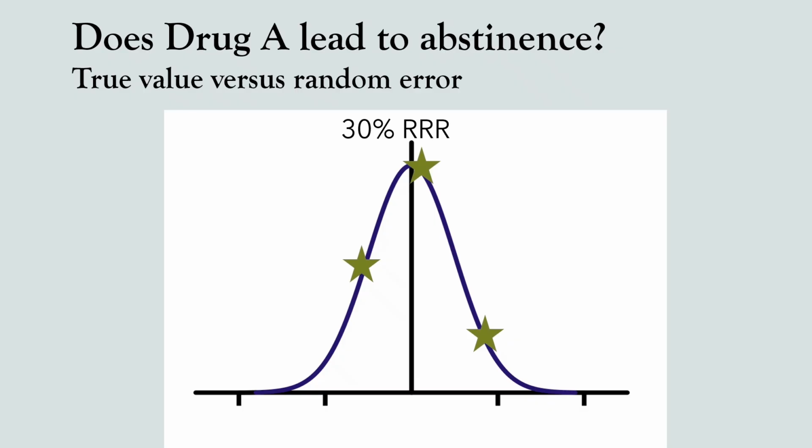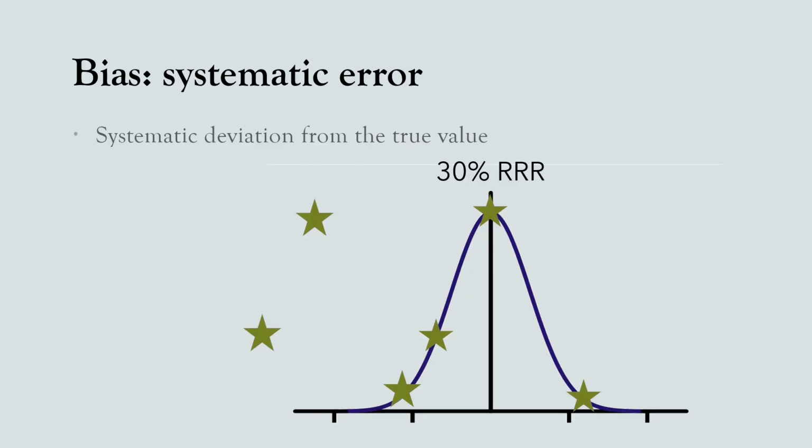The key thing about random error is it causes results to scatter around the true value, but it does not systematically push the result in one direction. With larger studies or more data, random error becomes smaller and our estimates get closer to the true effect. But bias is very different from random error. Bias is a systematic deviation from the true value.